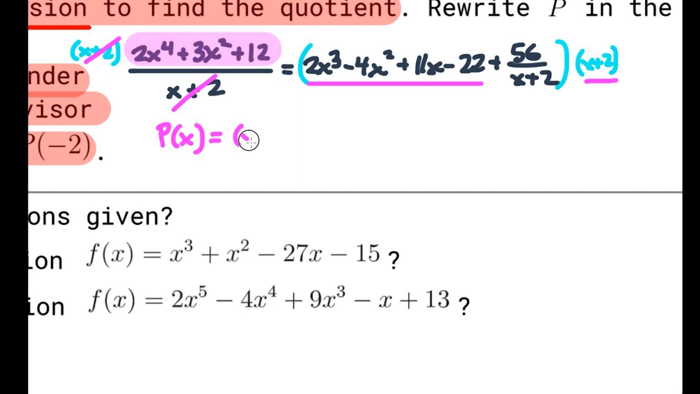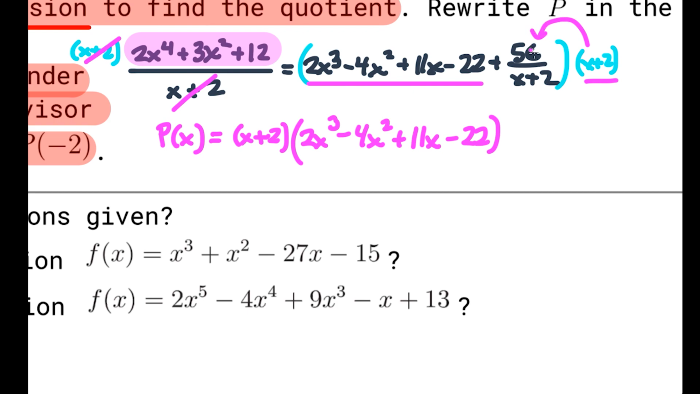Okay, so you're going to end up with x plus 2 times 2x cubed minus 4x squared plus 11x minus 22, okay? Then I'm going to distribute it right here, where it's just going to cancel out the x plus 2's, so you're going to be left with plus 56. And this ends up being your final answer, this right here.